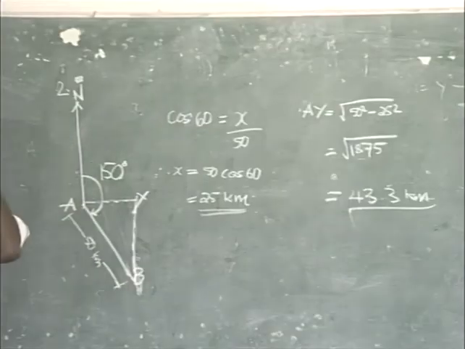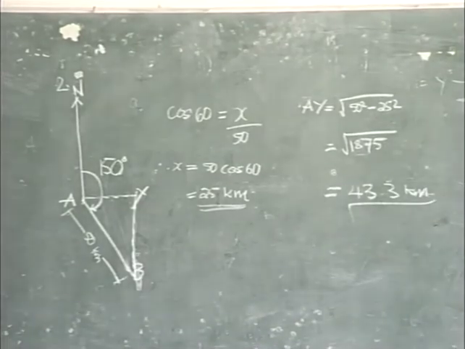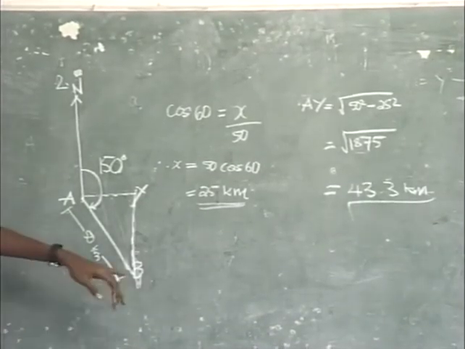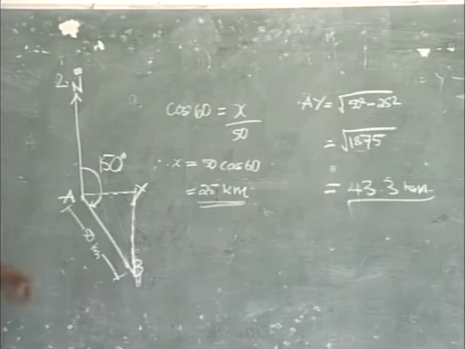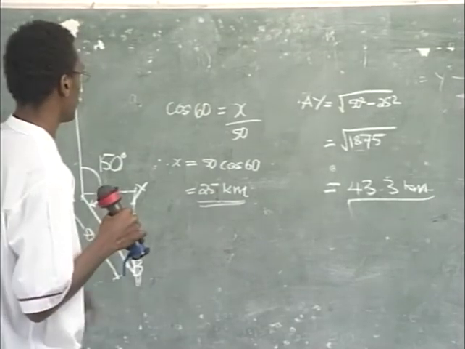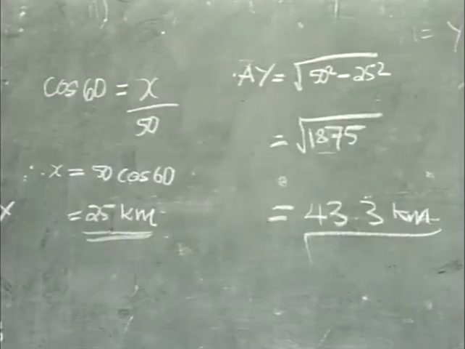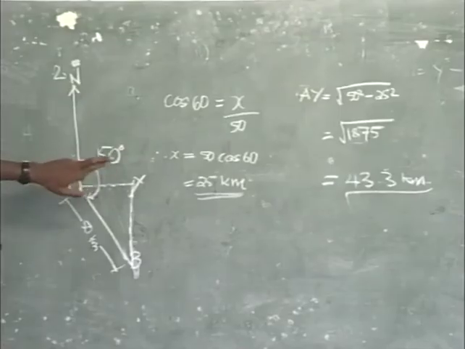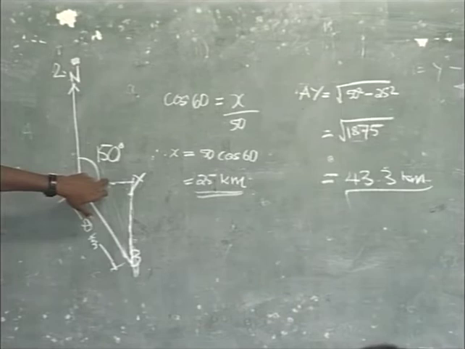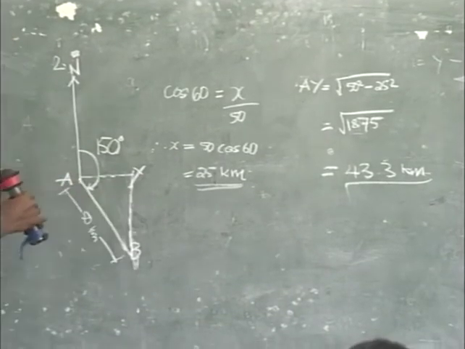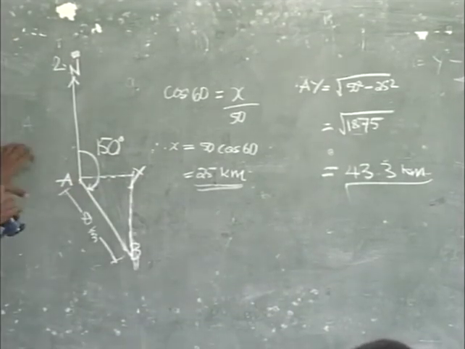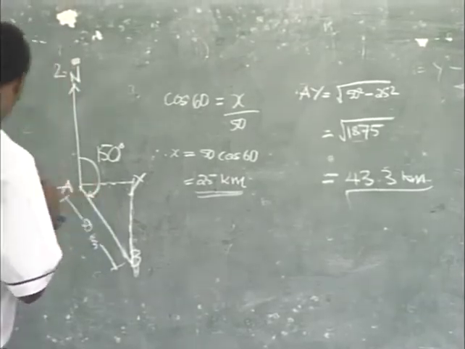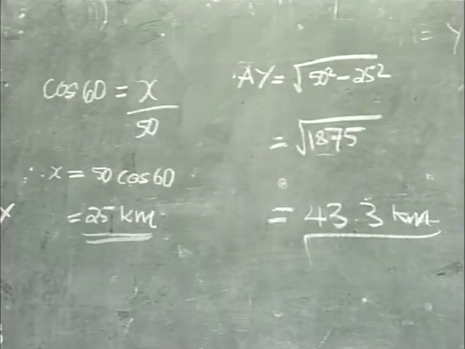What is the distance out of A is B? BY. Yeah, we got it by BY is equal to square root of 50 squared minus 25 squared, just square root of 1,875 is equal to 43.3 kilometers. Good.